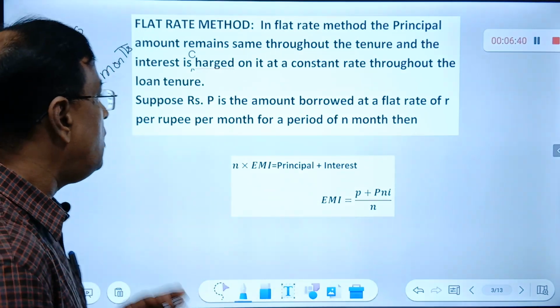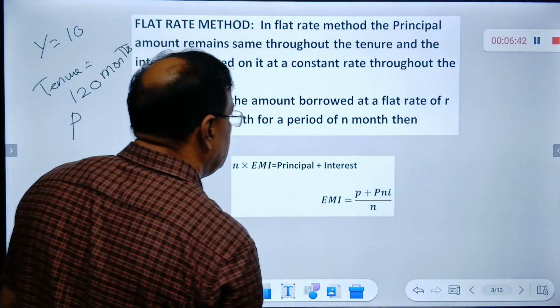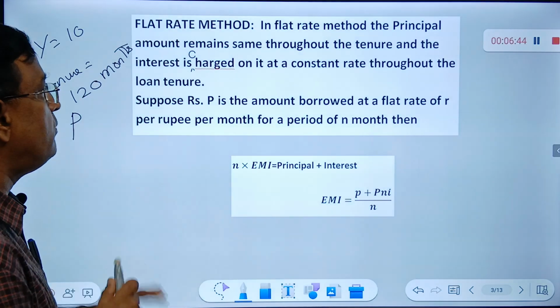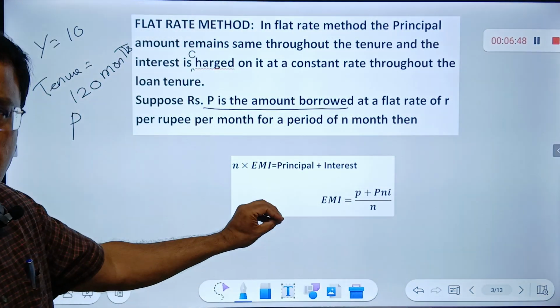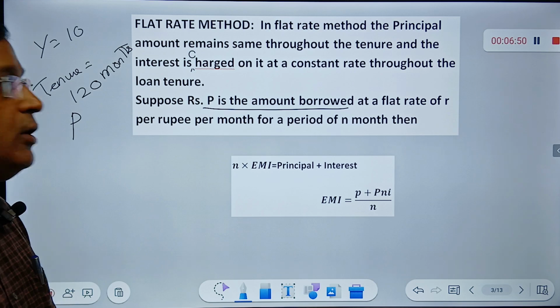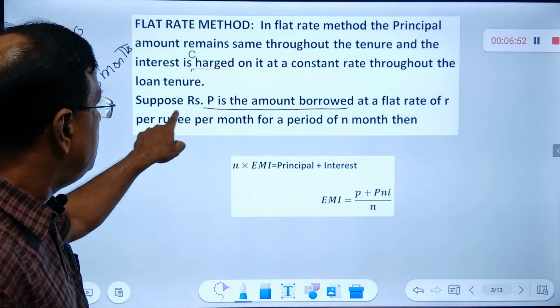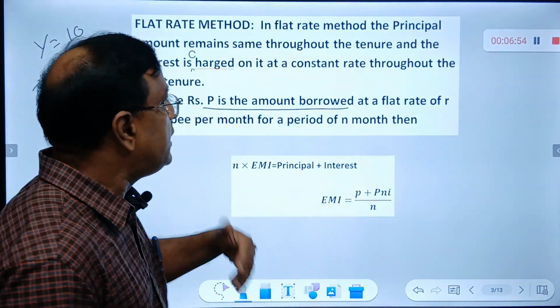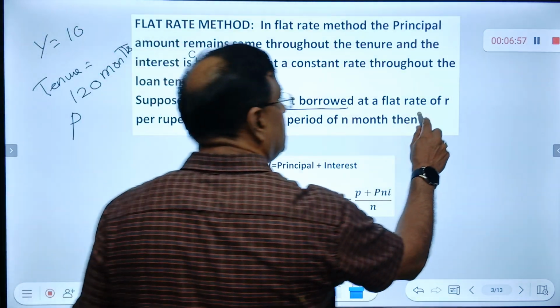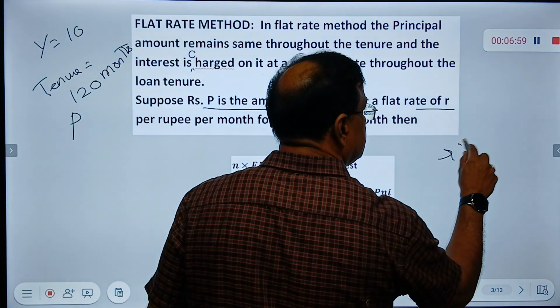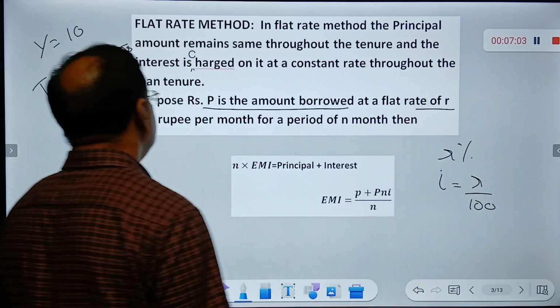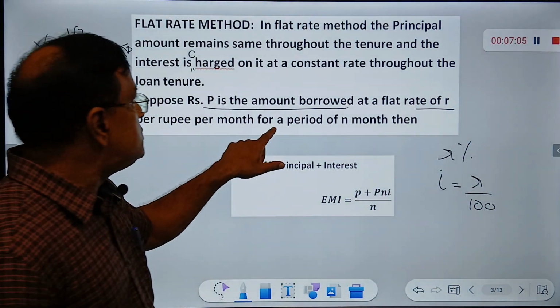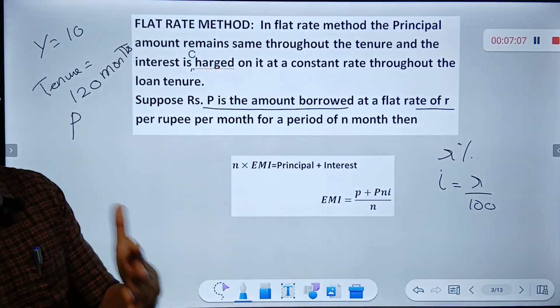Okay, so now how do I do the problem? For problem solving, P is the amount that I borrowed. I've given this little derivation. Always understand the formula, not just memorize the formula. Now, P is the amount that I borrowed at a rate of interest R. When I say rate of interest is R, my interest I is R by 100. Now, what is my EMI? That is what I want to know.